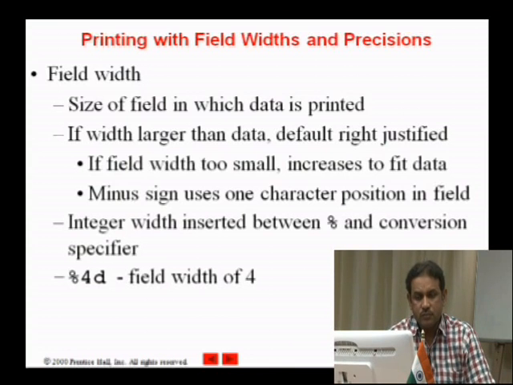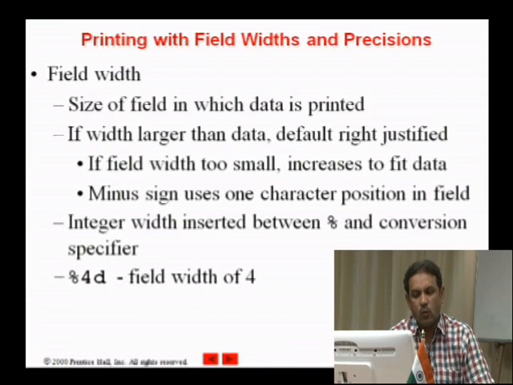Field width is the size of the field in which data is printed. It may be 2 digits, 4 digits, or whatever. If the width is larger than the data, by default it will be right justified. Suppose you specified 12 digits, and your data is 4 digits, for example. Then your data will be right justified. If the field width is too small, it increases to fit the data.